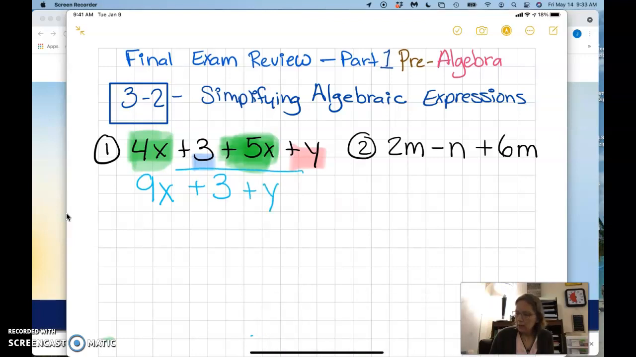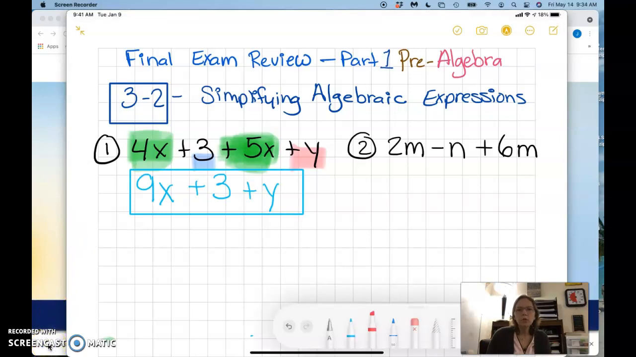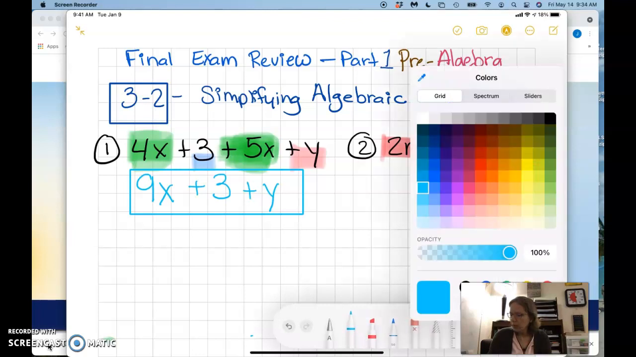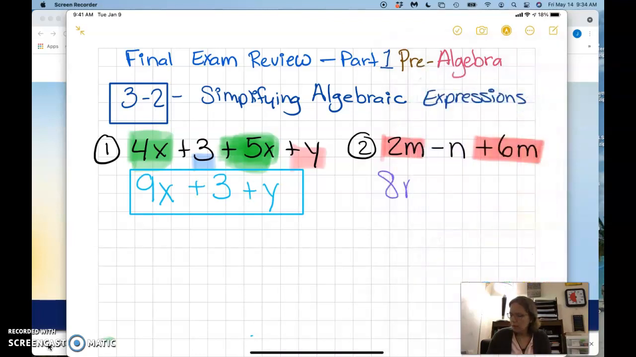So my answer was just combining the x's to make 9x plus 3 plus y. All right, so for number 2, which terms are alike? 2m and 6m. So I'm going to highlight those with the sign that's in front of the 6m. And what is 2m plus 6m? 8m. And then does anything match this n? No, so I'm just going to bring it down and leave it the same.